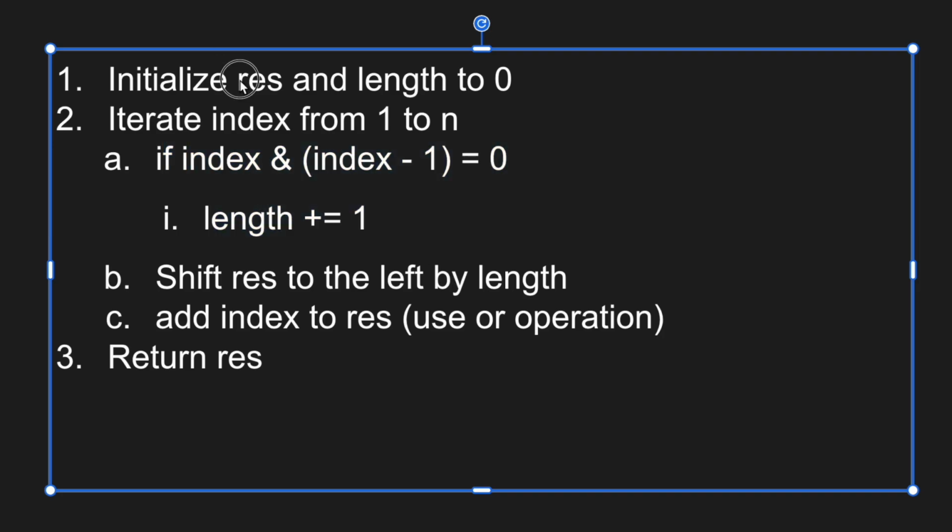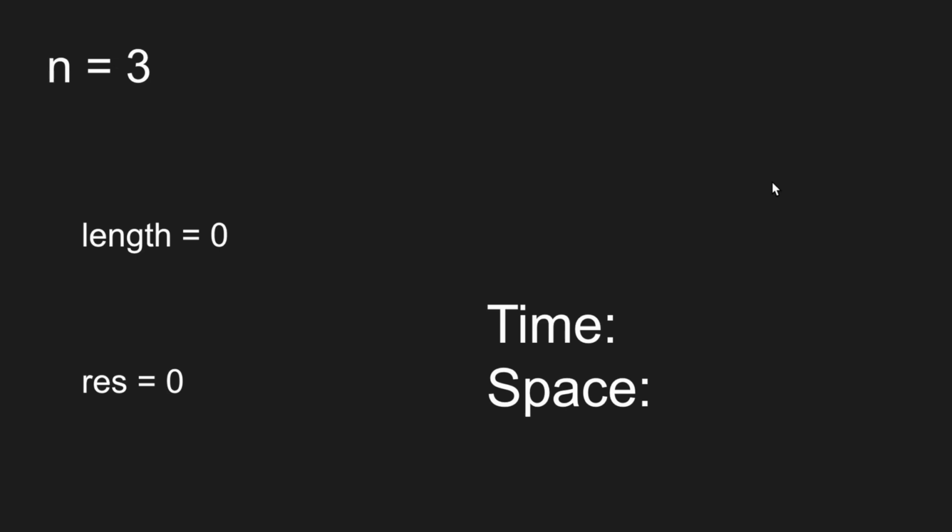First we initialize result and length to 0. Result is what we return, and length is the amount that we shift the number by, depending on where we are in the problem. We will iterate from 1 to n because these are the numbers that we are adding to result, and we want to check the number first. If the number AND the number minus 1 is equal to 0, we increase the length by 1, and then we shift result to the left by the length amount. Finally, we add the number we are on to result using the OR operation, and then we return result. Let's go through this example real quick.